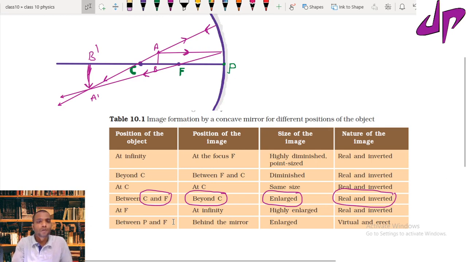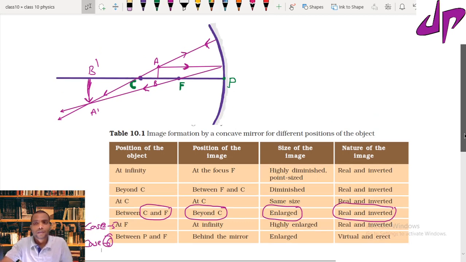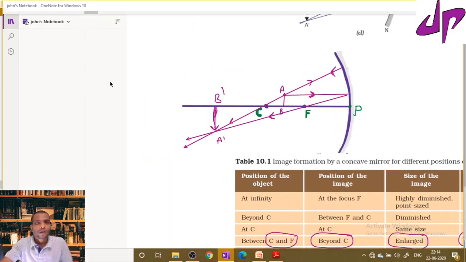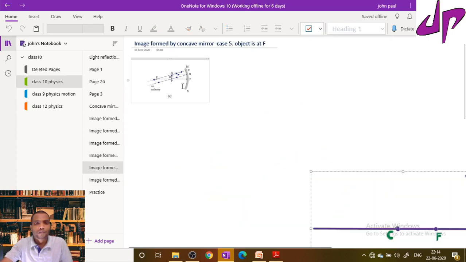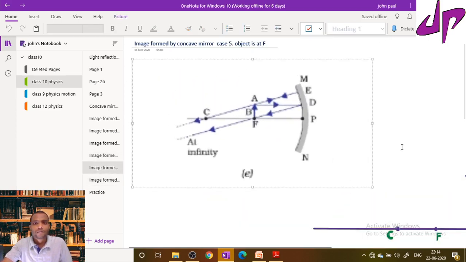NCERT has two more cases. This is case 5, and this is case 6. Practice those two cases by yourself and draw the corresponding ray diagrams. So this is case 5. If the object is at focus, the image forms at infinity. It's a very enlarged image. The nature of the image is real and inverted. This is case 5. Please practice the ray diagram.